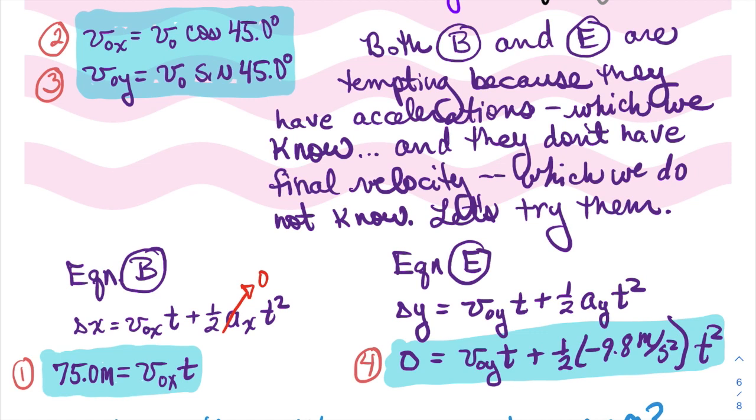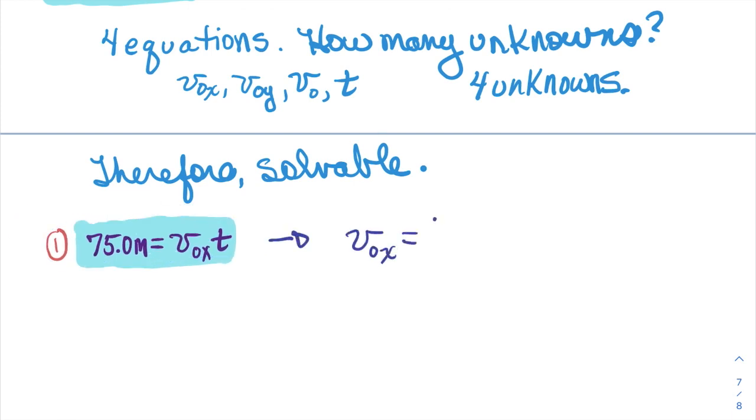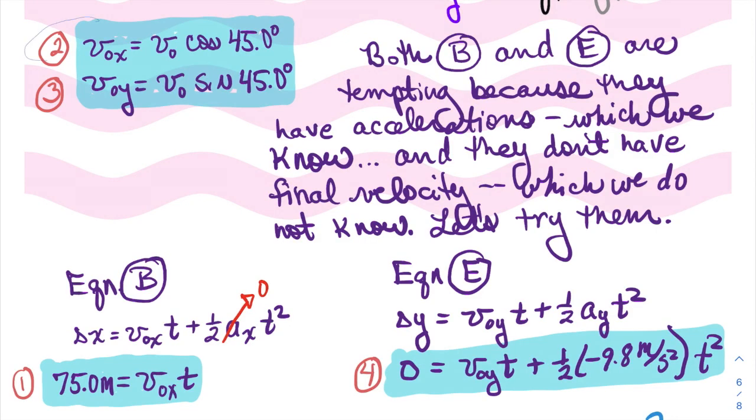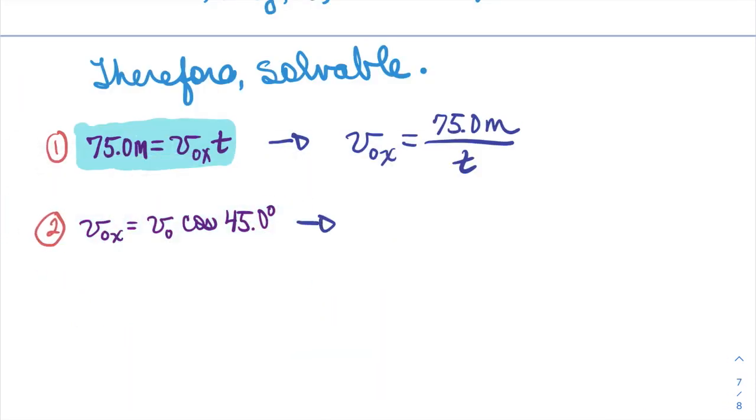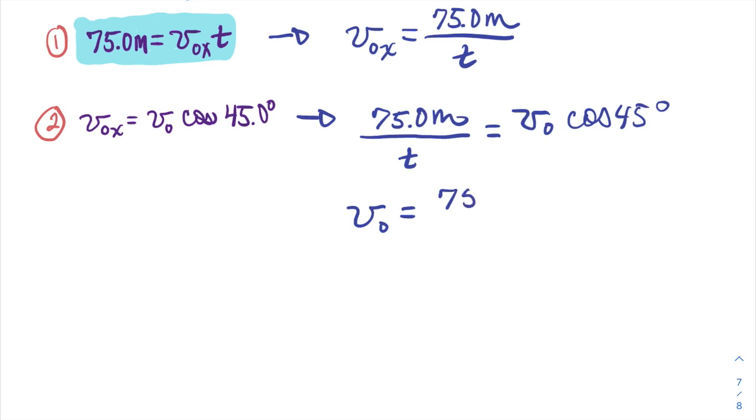I have labeled my 4 equations 1 through 4, and I'm going to show one way to solve this system of 4 equations. I am going to start with that equation that I labeled number 1, and I am going to solve it for v naught x. All right, I'm going to take what I just solved for v naught x then and set that equal to the v naught x in equation 2. And I will take that result and solve it for v naught.